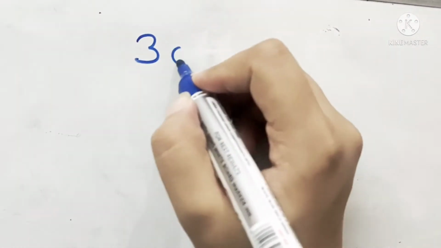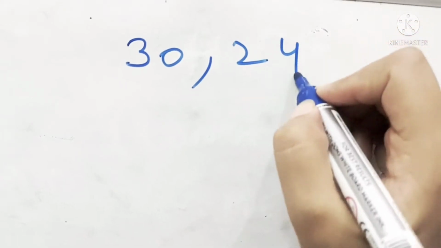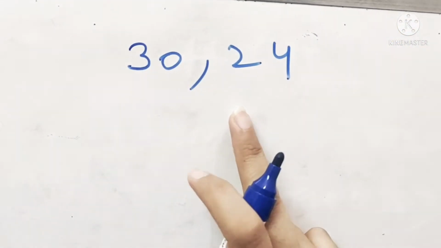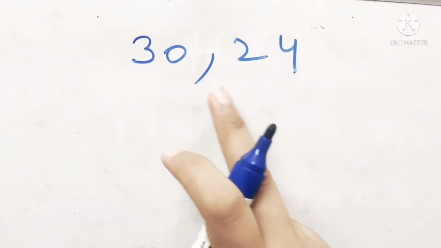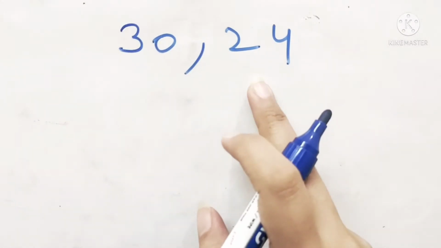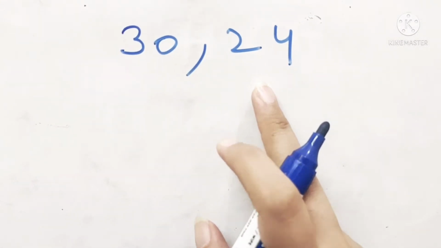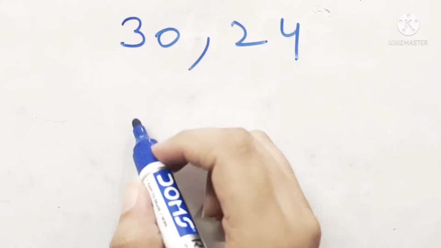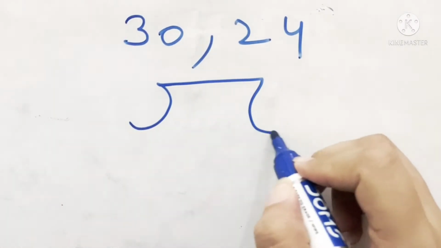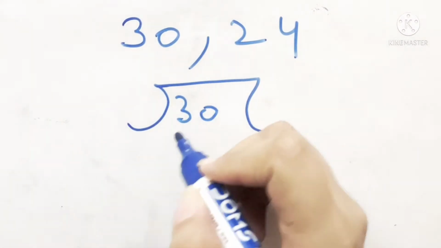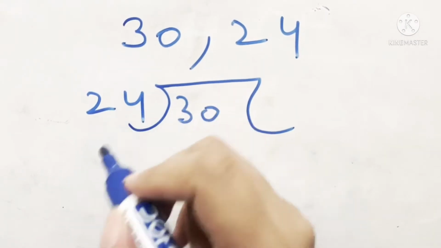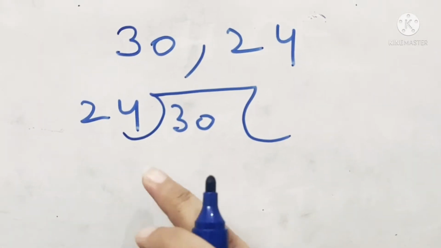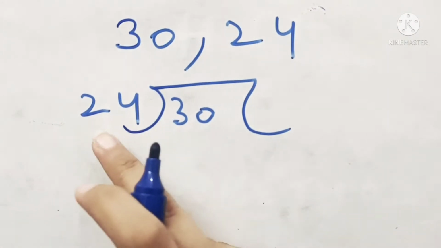So the first example is 30 and 24. Now if the question asks you to find the HCF of these two numbers, which are 30 and 24, how can we do it using the long division method? We always write the bigger number inside the bracket and the smaller number outside the bracket. Now we have to divide 30 by 24.